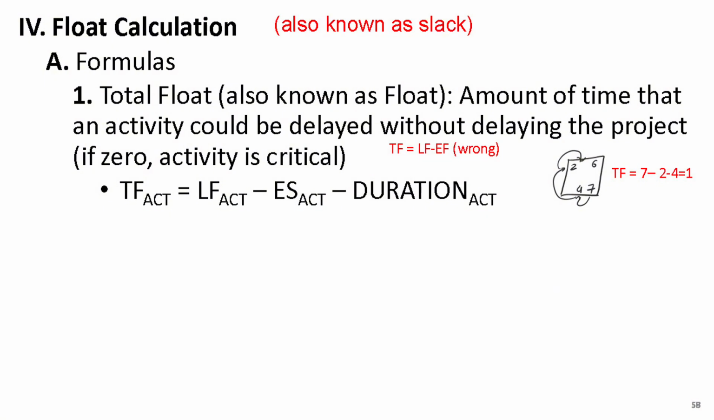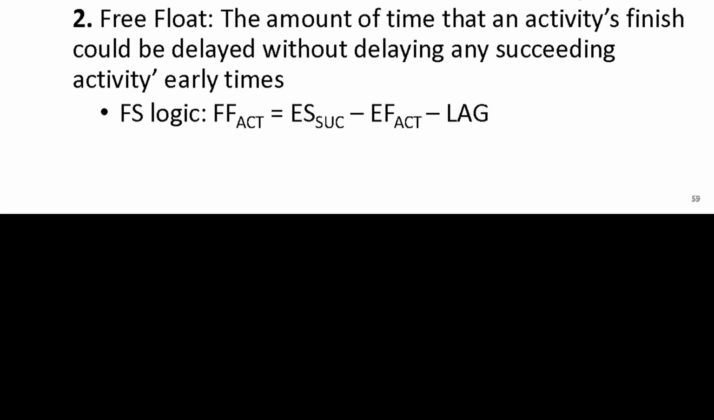Another concept is free float, which is the amount of time you can delay the finish of an activity without affecting the early timing of any succeeding activity. This is different from total float, because with total float, you do not want to impact the final project duration, while with free float, you want to ensure you do not affect following activities. Calculating free float is a bit more complex, because it depends on the logic with the succeeding activities, so you must identify the successors of the activity by tracing the outgoing links from its finish.